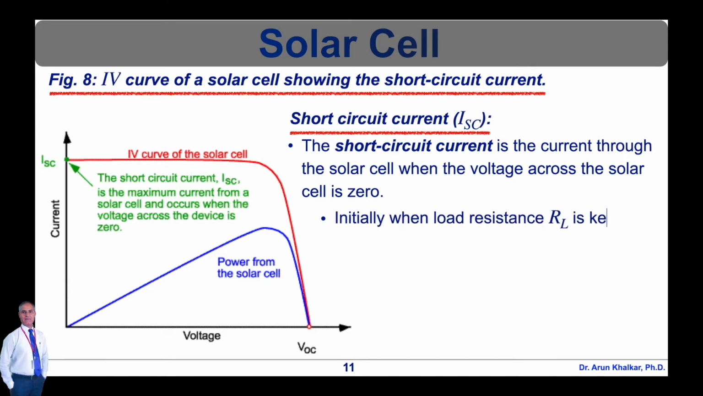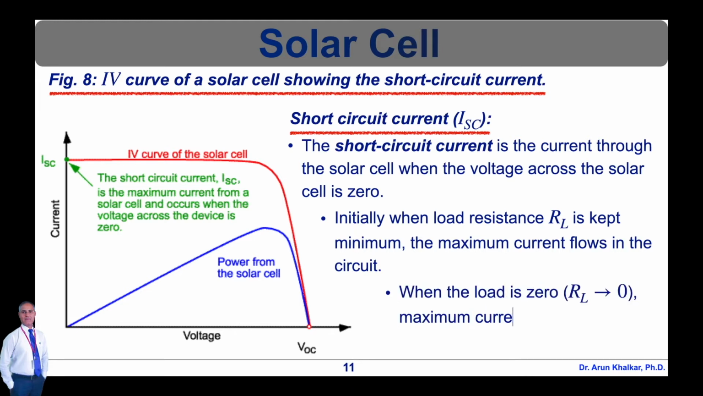When the load resistance, let's say RL, is kept minimum, the maximum current flows in the circuit. When the load is zero, that is RL tends to zero, the maximum current is known as the short circuit current. The short circuit current is due to the generation and collection of light generated carriers. For an ideal solar cell with at most moderate resistive loss mechanisms, the short circuit current and the light generated current are identical. Therefore, the short circuit current is the largest current which may be drawn from the solar cell.